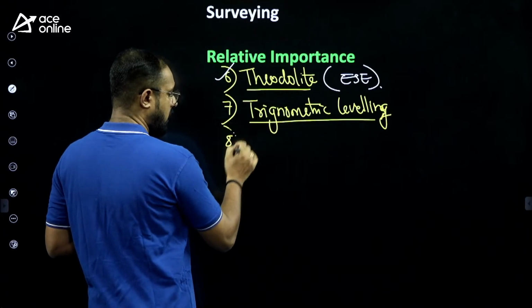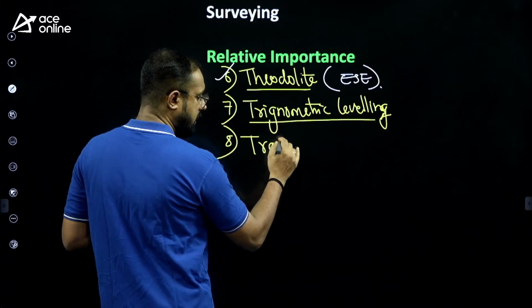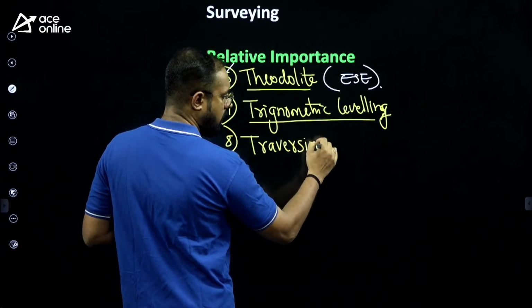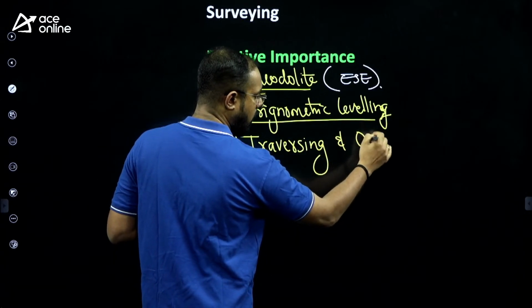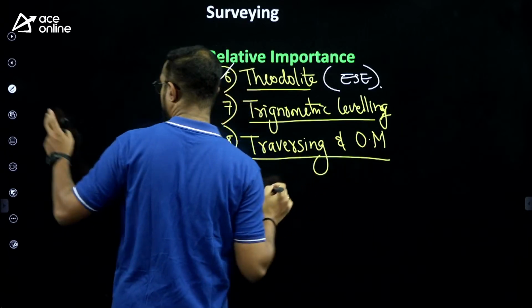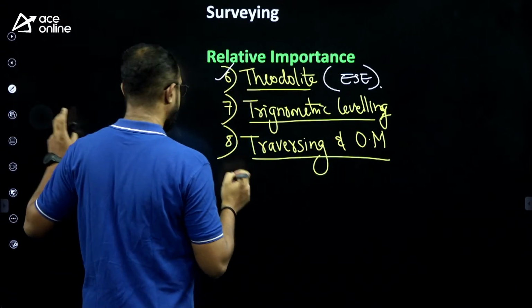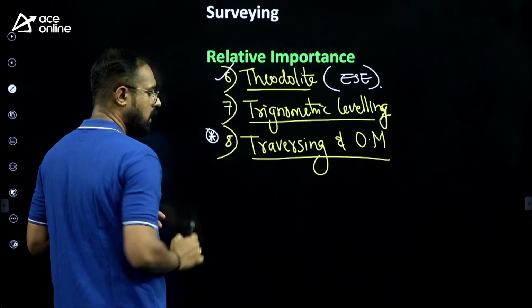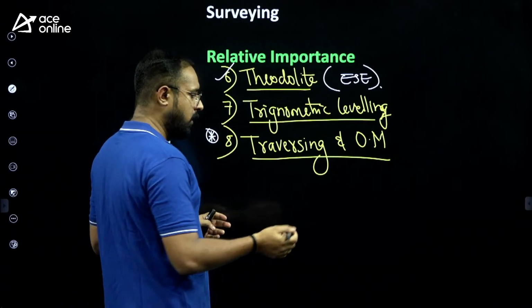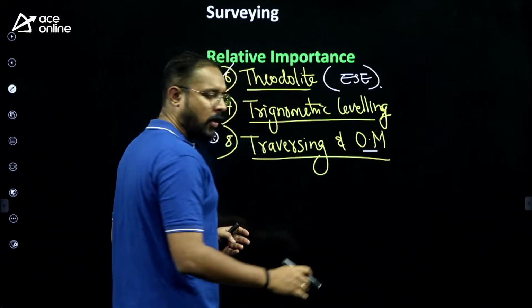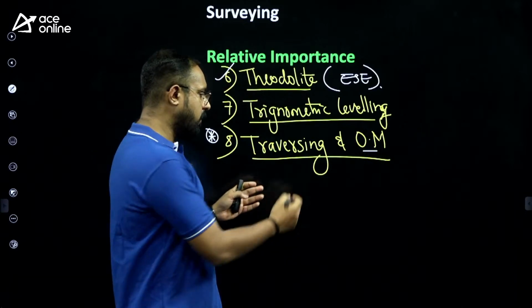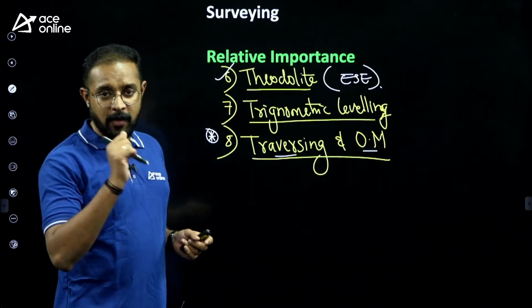Okay. Next is our very, very important chapter, I'll say, that is traversing and omitted measurement. This is a very important chapter for GATE. After leveling, I will give it the highest weightage. Recently also in GATE 23, if I'm not wrong, there was one question from this particular traversing and omitted measurement. It was a very good question.